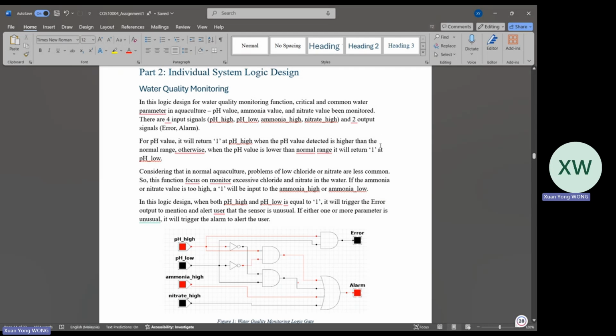Firstly, there is the water quality monitoring system. For the water quality monitoring, we're using 3 sensors: pH sensor, ammonia sensor, and nitrate sensor. If either the pH sensor is showing a high pH value or low pH value, or the ammonia sensor is showing a high value, or the nitrate sensor is showing a high value, they will trigger the alarm. If the pH sensors are showing the high value and low value at the same time, it will trigger the error output to notify the user that the sensor is unusual.